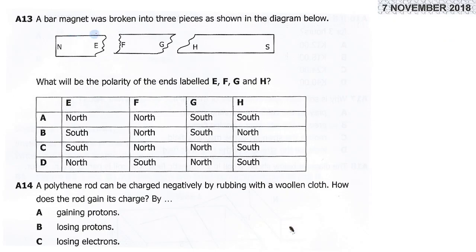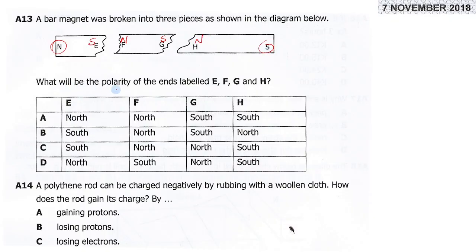It came in 2018. A bar magnet was broken into three pieces as shown in the diagram. Okay, so this is a magnet. So it has the north and then the south. So when it is broken, this one usually becomes the south, then this one usually will be the north, then the south, then here this is the south, this will be the north.